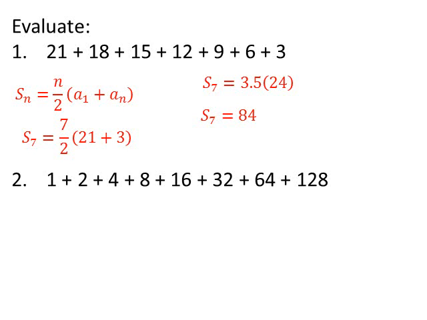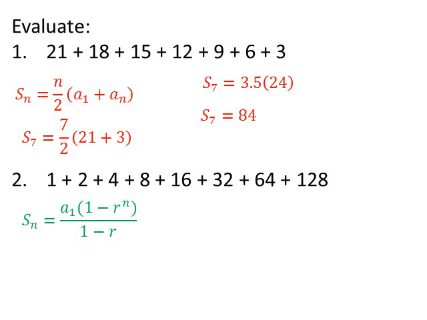Geometric means I multiply by the same number to get to the next number of the series. So, okay, to get from 1 to 2, I multiply by 2. To get from 2 to 4, I multiply by 2. To get from 4 to 8, I multiply by 2. So you can see, to get to the next number in the sequence, you're always multiplying by 2. That makes this a geometric sequence. And because it's adding, it's not a sequence, it's a series. So we'll use the geometric series formula.